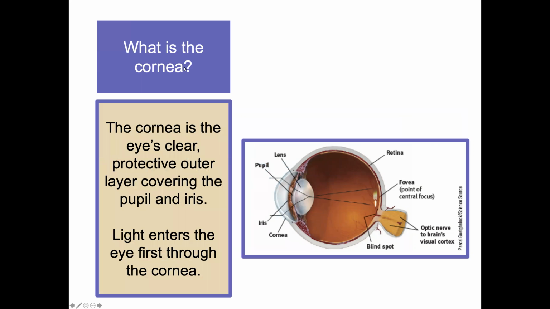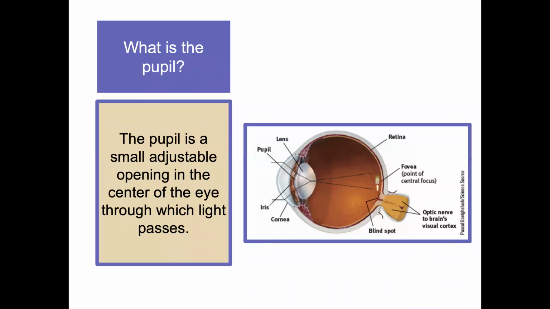So what is the cornea? The cornea protects the eye. If you wear contacts at all, they go on your cornea. The cornea is the eye's clear protective outer layer covering the pupil and iris. Light enters the eye first through the cornea. How about the pupil? The pupil is a small adjustable opening in the center of the eye through which light passes.